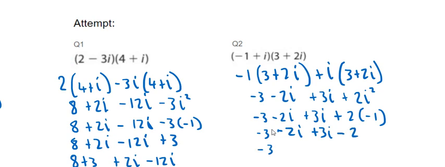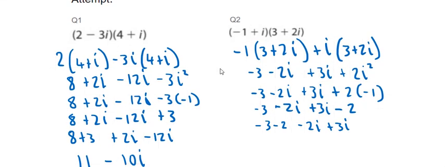And then we put the real parts together, so the minus 3 minus 2, and then minus 2i plus 3i. That's putting our imaginary parts together, so minus 3 minus 2 is minus 5, minus 2i plus 3i would be plus 1i, or plus i. So minus 5 plus i.